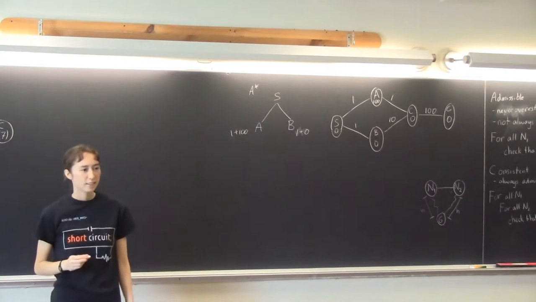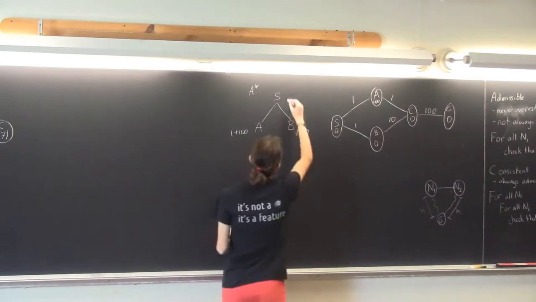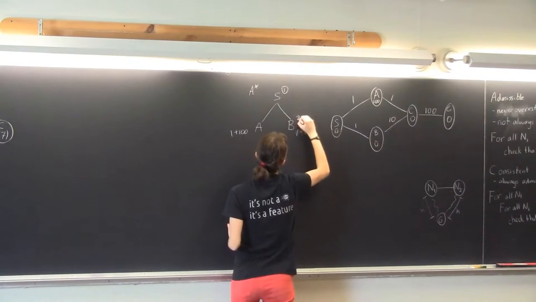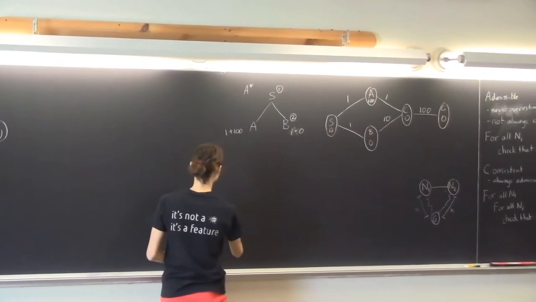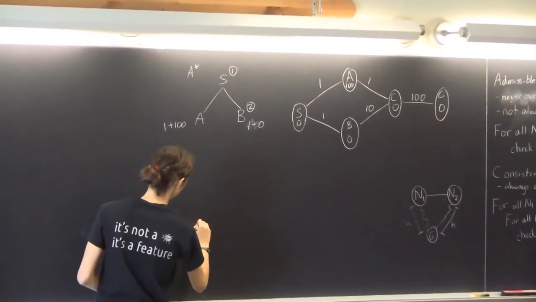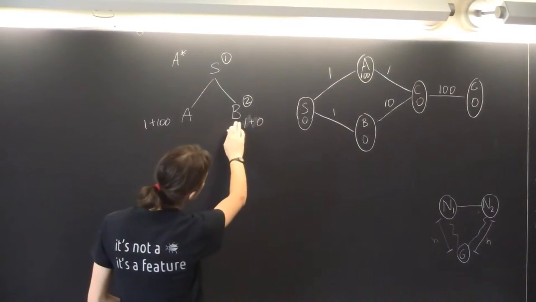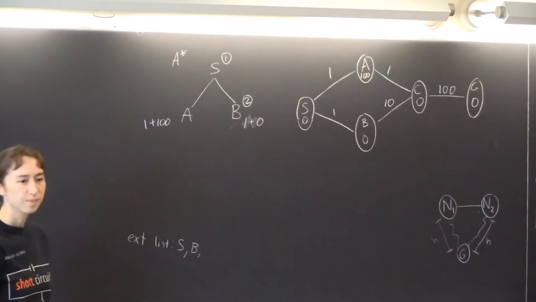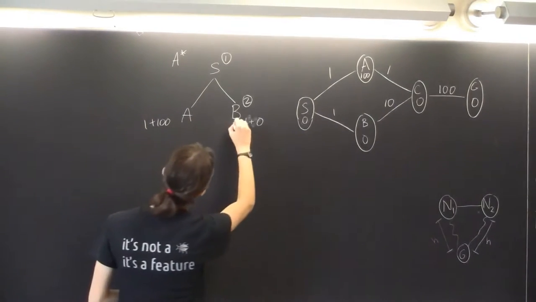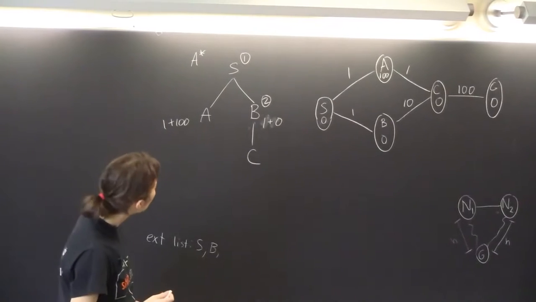So what do we extend next? B. So we can keep track of the order in which we extend. We could also keep an extended set or extended list. We would have S and then B. To extend B, where does B go? C. Because we can't go back to S, because then we would have a loop in our path.